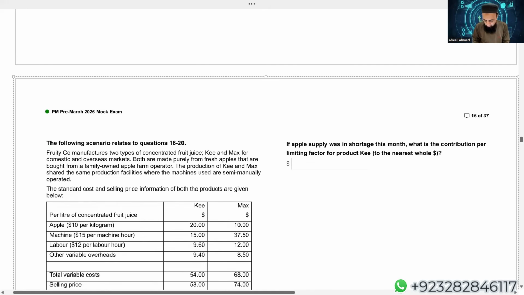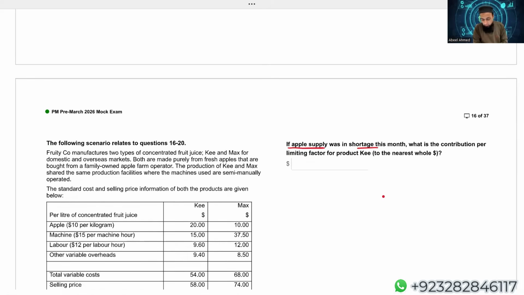If Apple supply was in shortage this month, so Apple becomes short in supply. Even though it's available all over the world in different shops, it's very expensive. They're not talking about the Apple mobile phone, they're obviously talking about the fruit, I believe. If Apple supply was in shortage this month, what is the contribution per limiting factor for the product Key, to the nearest dollar? Apple becomes short in supply and we are required to calculate the contribution per limiting factor for the product Key.